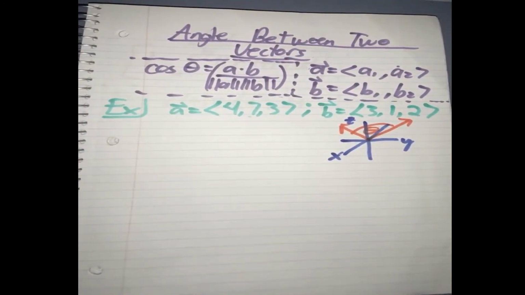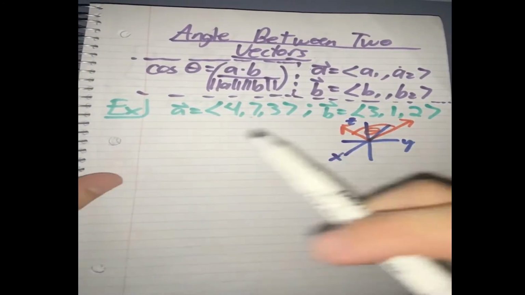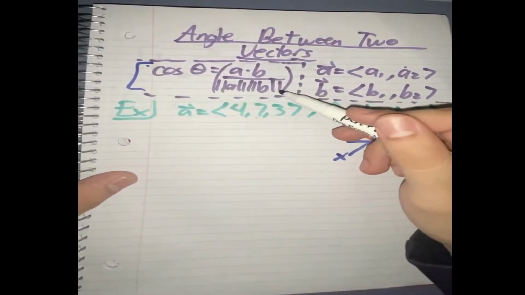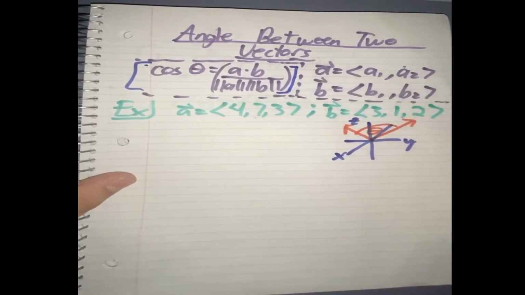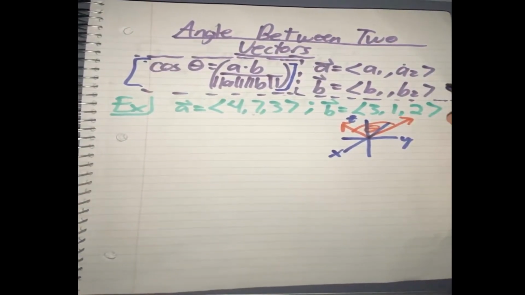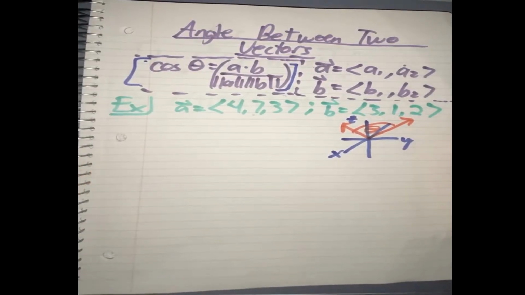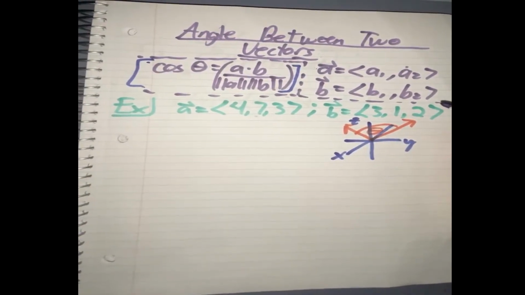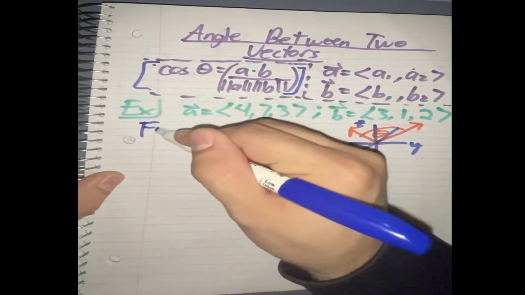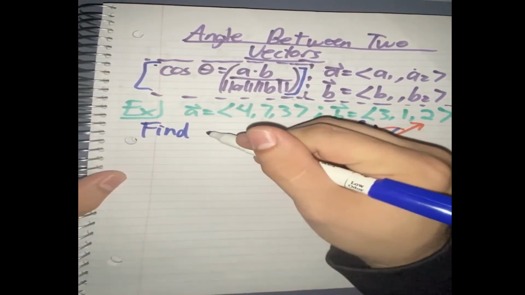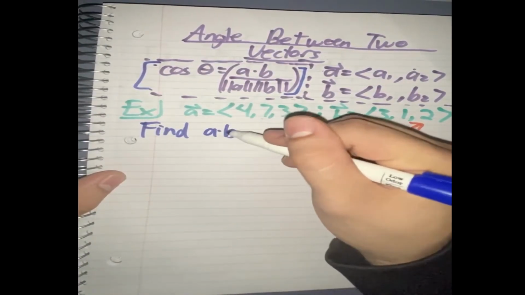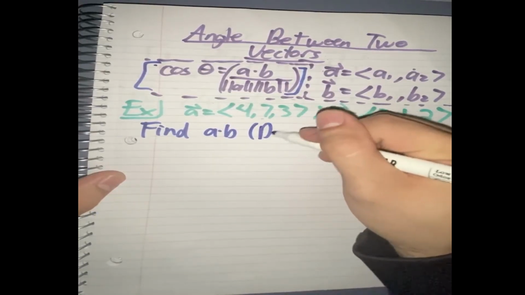So we have cosine theta is equal to A dot B divided by magnitude A times magnitude B. So without further ado, the first step is to find the dot product of A and B. So find A dot B, parentheses, I'm going to put in dot product.